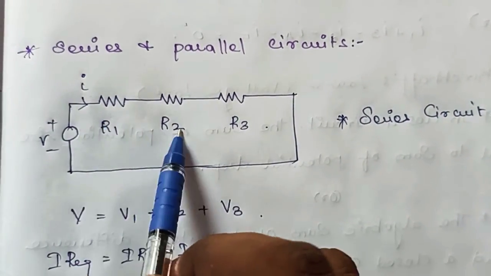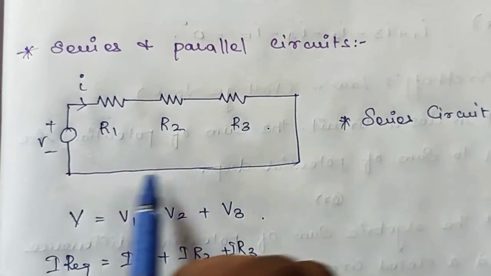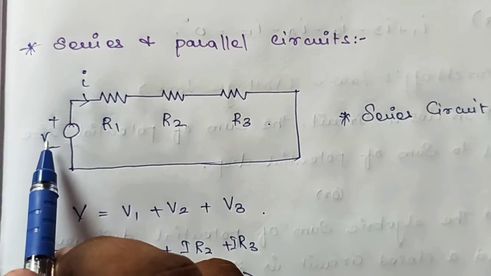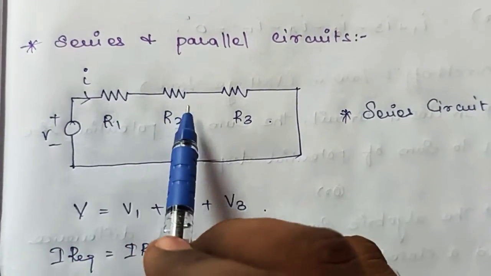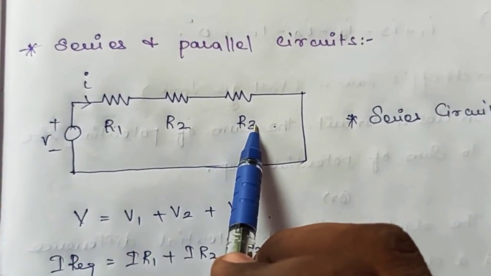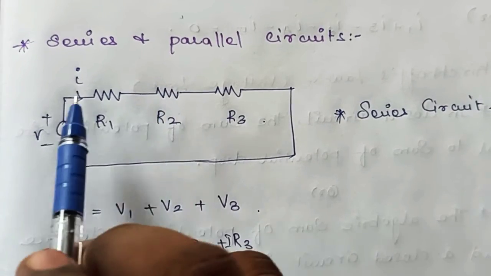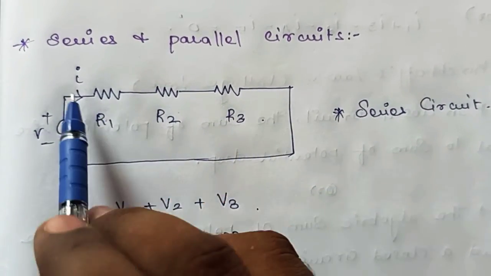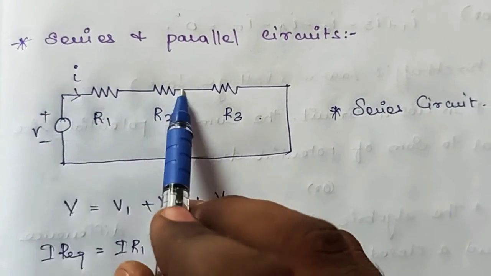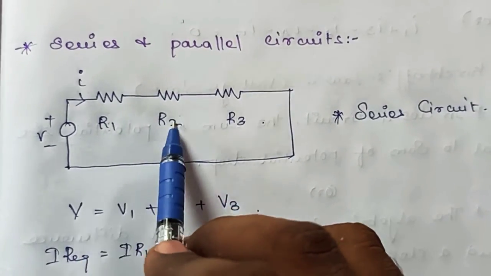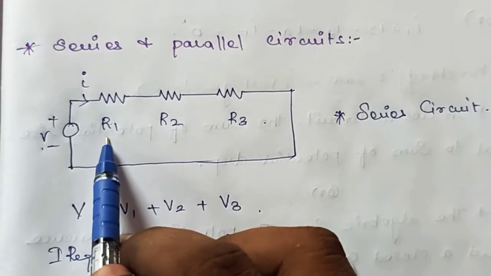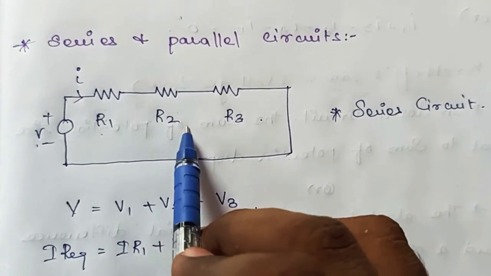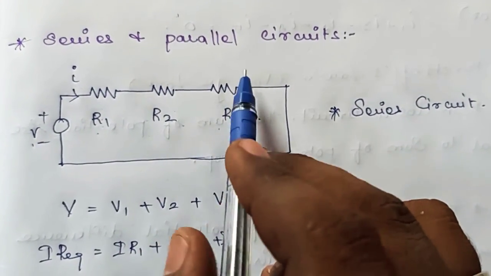R1, R2, R3 are the series resistances connected in this circuit. The voltage V is given to the circuit, then the current I flows through the resistors R1, R2 and R3. In series circuits, the current I is the same in R1, R2 and R3, but the voltage differs. The voltage across the resistor R1 is V1, across R2 is V2 and across R3 is V3.